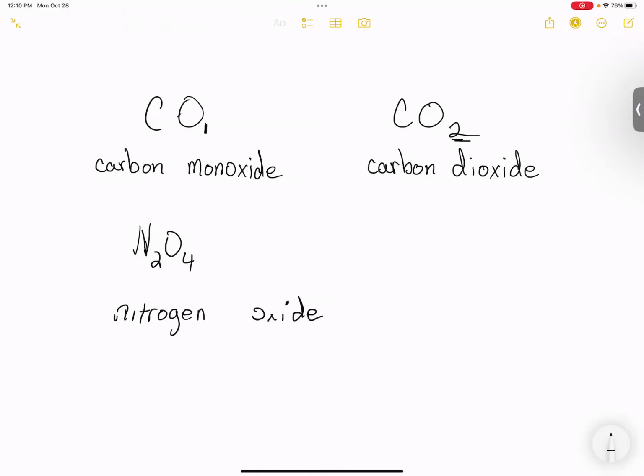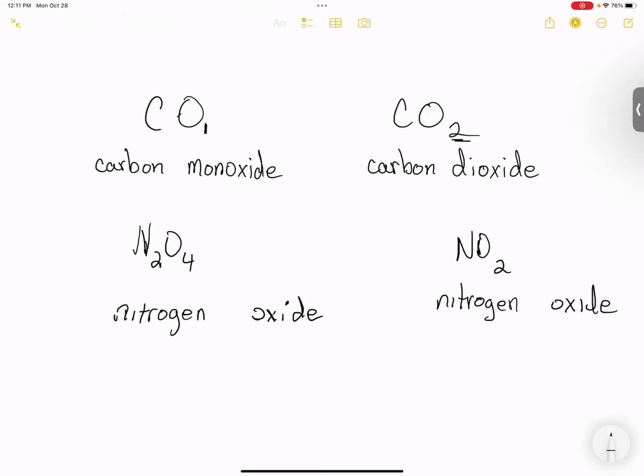The reason it's not sufficient to call this nitrogen oxide is because another form is this one, where you have 1 nitrogen and 2 oxygens. Both of these, if I were simply calling it by its first element and its second element, would be nitrogen oxide. That's insufficient. You've got to tell me how many of each there are.